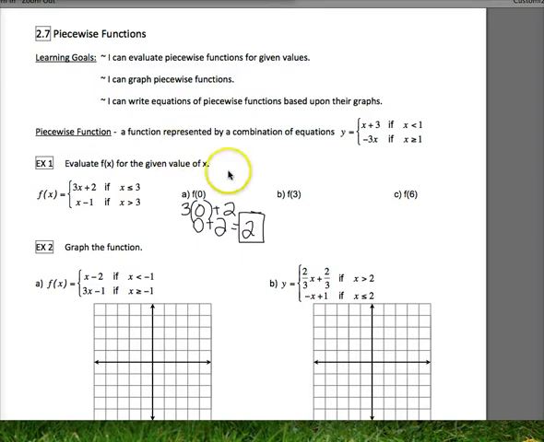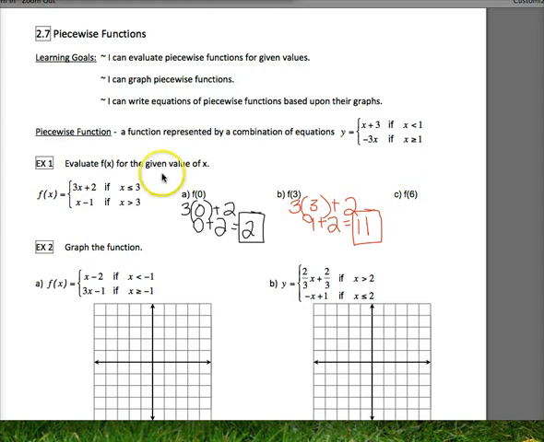Thought I selected red for my color. Let's see if it'll work this time. So f of 3, again, I have to look over here first. Is 3 greater than itself? No. Is 3 less than or equal to itself? Yes, it is equal to itself. So again, we're looking at the top equation to plug my 3 into. There's the red. 3 times 3 plus 2. So 3 times 3 is 9. 9 plus 2 gives me 11 for my answer.